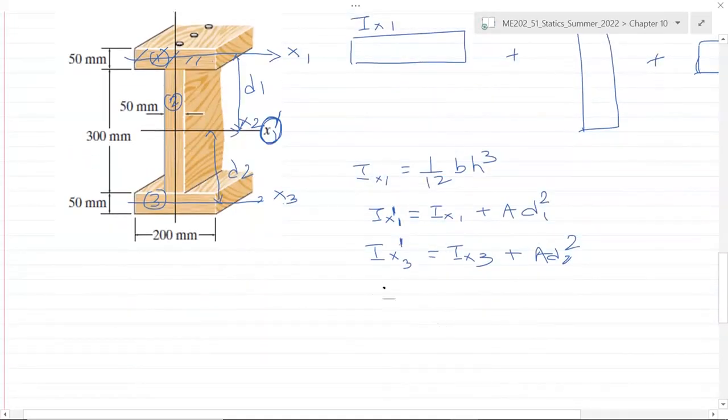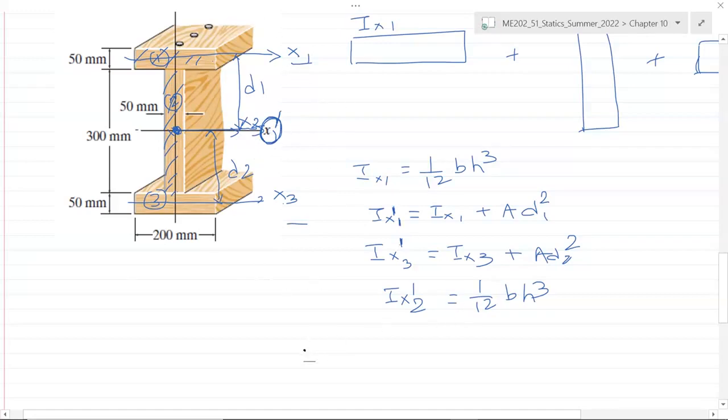And finally, for the middle shape, Ix2 dash is 1/12 bh cubed for that shape. Now, for that shape, we do not need to apply the parallel axis theorem because the x dash axis passes through the centroid of that shape. So we are all set. But x1 and x3 do not pass through the centroid of the middle shape or the x dash axis, so we have to apply the parallel axis theorem.